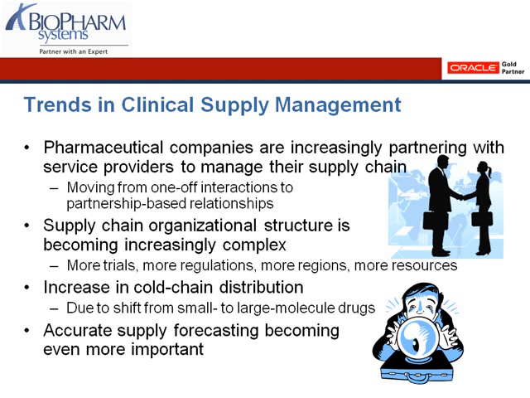Then we see accurate supply forecasting becoming even more important. Due to the increasing cost of clinical supplies, organizations can no longer rely heavily on overages, and accurate forecasting is becoming increasingly more important.